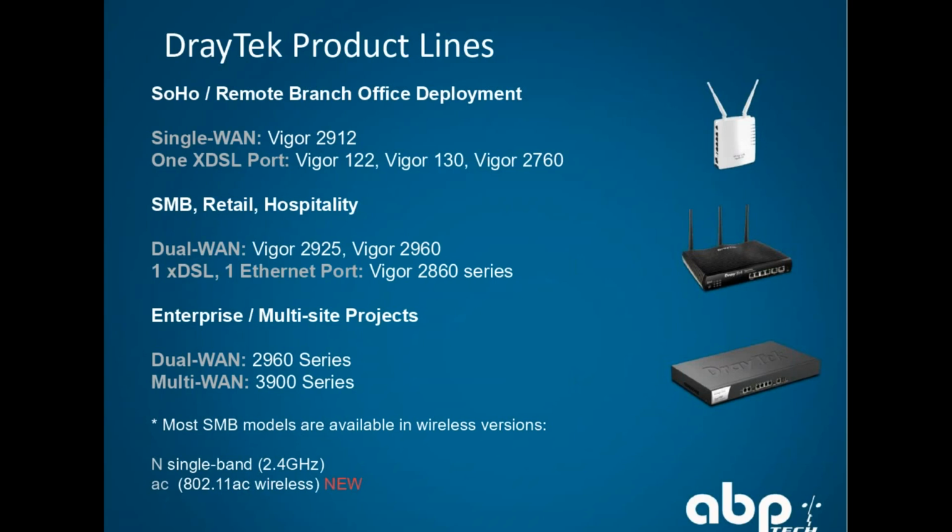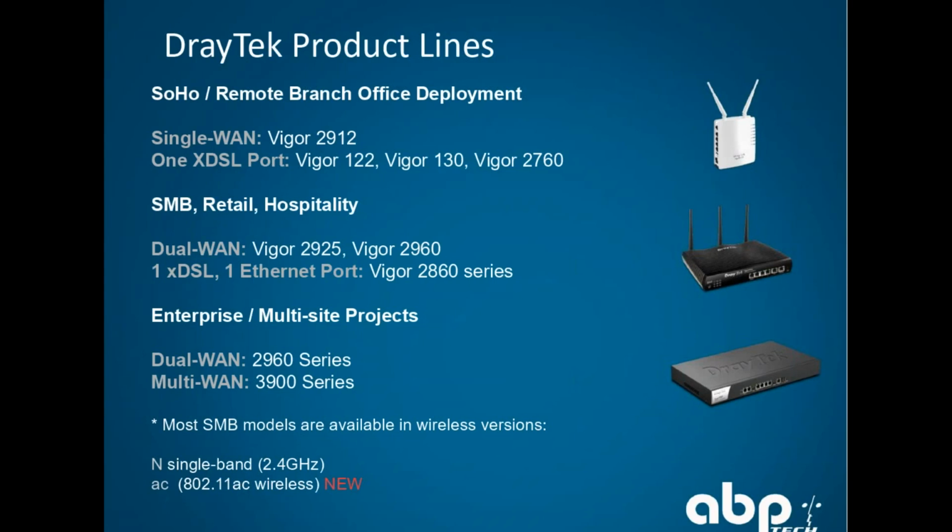Let's take a quick look at the product lines that we sell in USA. There have been some changes as DrayTek brings in the new models that support the new wireless standard, as I mentioned. So DrayTek routers can support a wide variety of WAN interfaces. Cable, ADSL, VDSL, 4G LTE, fiber, depending on the model. So DrayTek offers an extensive range of routers suitable for different sizes of networks and applications.